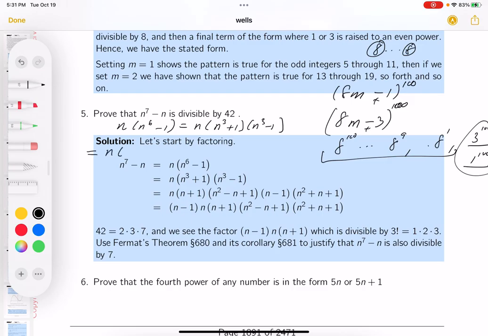I'm going to do the n cubed plus 1 now. That's going to be n plus 1, and then you're going to get n squared minus n plus 1. And I'm going to factor n cubed minus 1. And what are you going to get? n minus 1, and then you're going to get n squared plus n plus 1, all right?